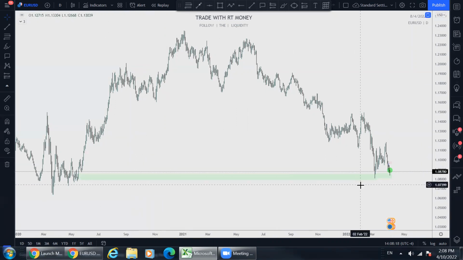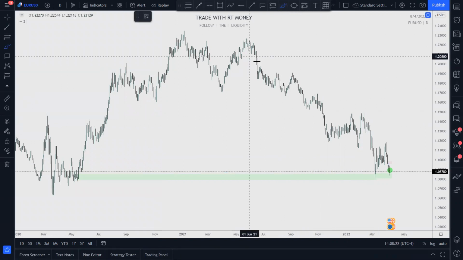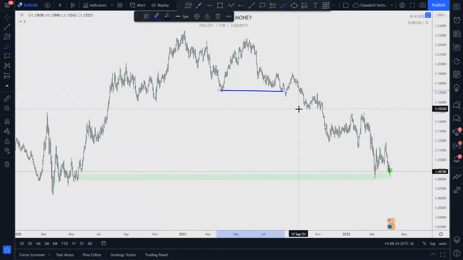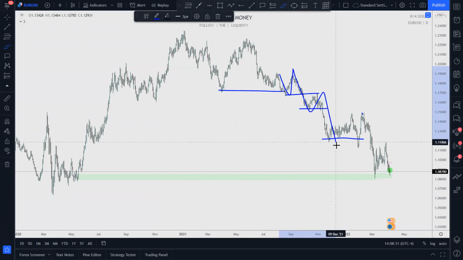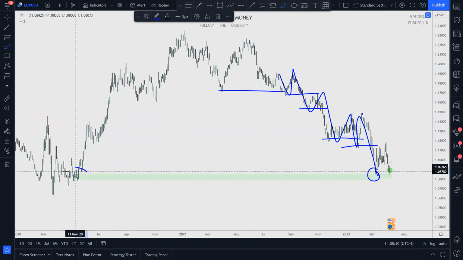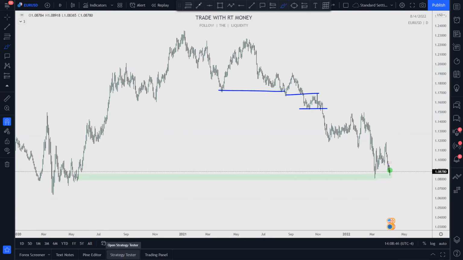Euro USD, you see that price made all of these nice moves, breaking structure to the downside, lower highs being made, lower lows, like so. Very important structure breaks. But here we find a zone of demand. Is that zone of demand important? Is it a strong zone of demand? Is it valid? Take a close look.